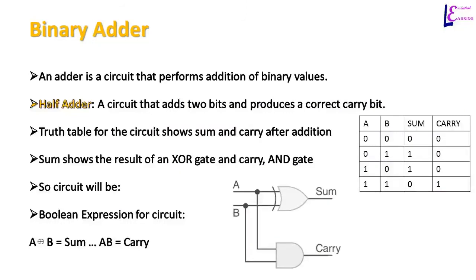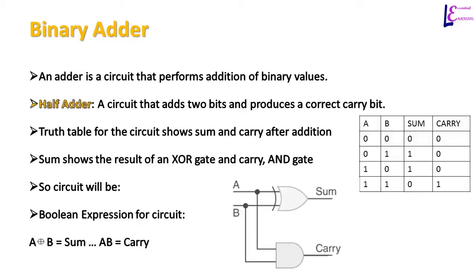A binary adder is a circuit that performs addition of binary values. We will learn about two of them here. Half adder is a circuit that adds two bits and produces a correct carry bit. Truth table shows sum and carry after adding A and B. Sum shows exclusive OR operation between A and B. Carry shows AND operation between A and B. So XOR gate and AND gate can be used to create the half adder.